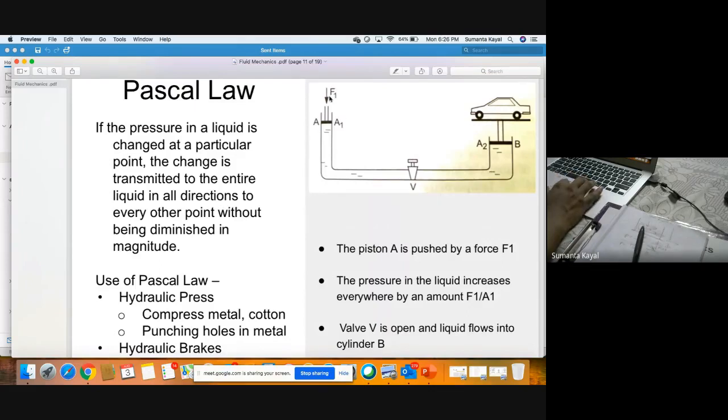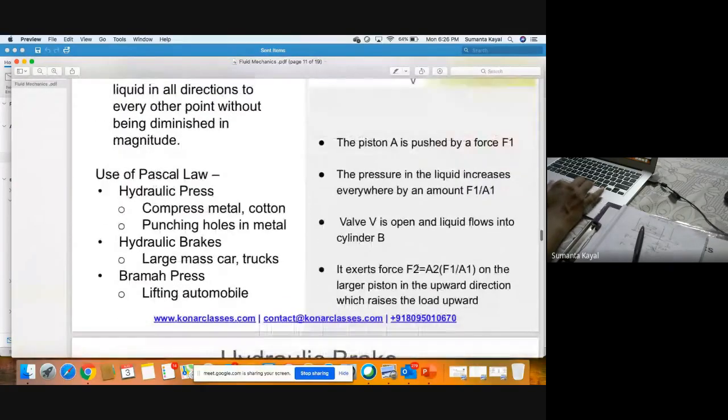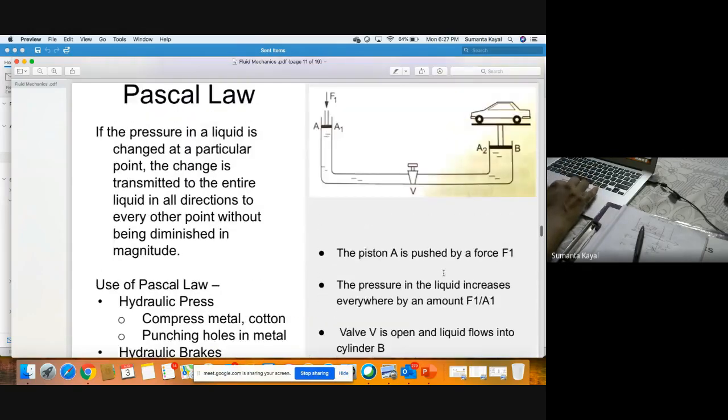So the pressure is F1 by A1, the same pressure gets transmitted without losing its magnitude, and the force coming is F1 by A1 into A2. That is the F2 force. The more the area, the larger the force F2. Or you can reduce the area A1, and the force F2 will be larger. Or you can put more F1, and of course F2 will be more. This is the way we can manipulate the area and make that vehicle lifted.